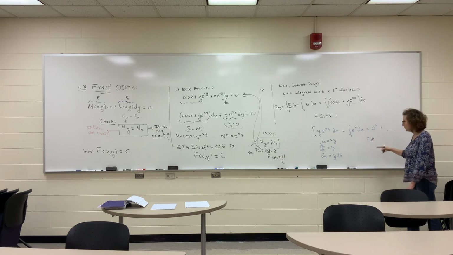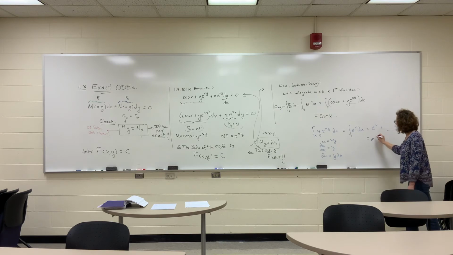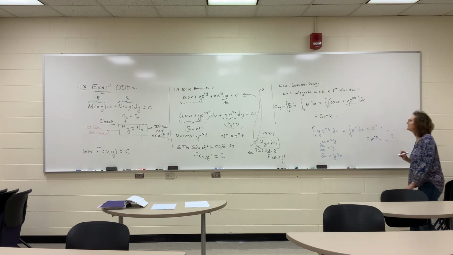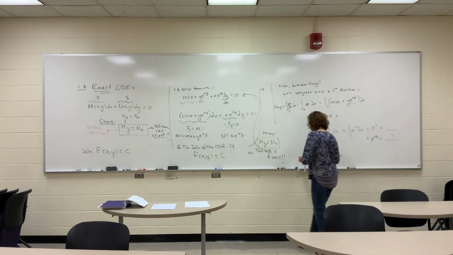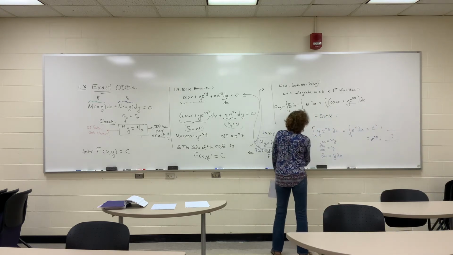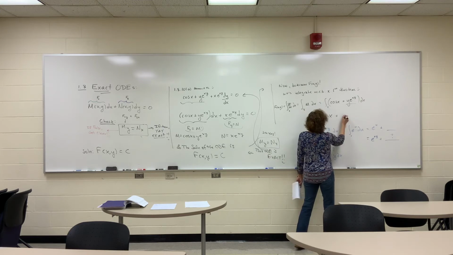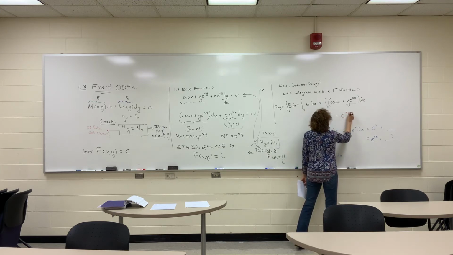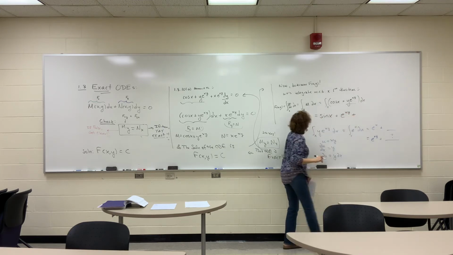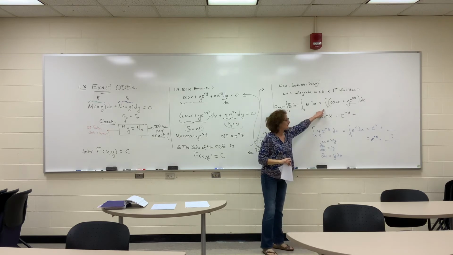This is one of the partials. So what was u again? u was xy, so that's e to the xy plus what? That's the question, okay? You guys tell me. So we got sine x plus e to the xy plus, I integrated with respect to x.